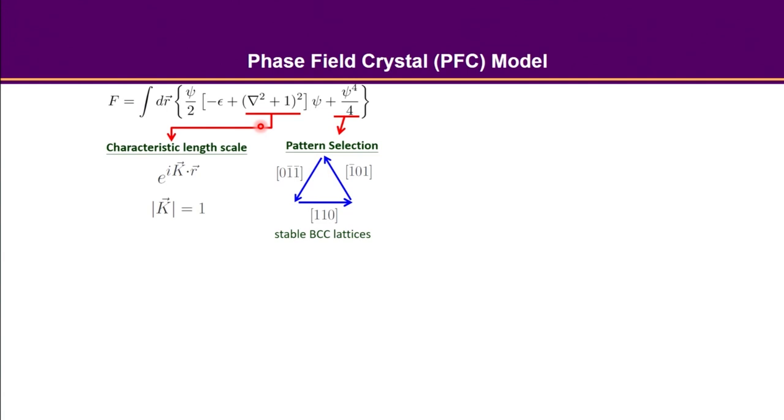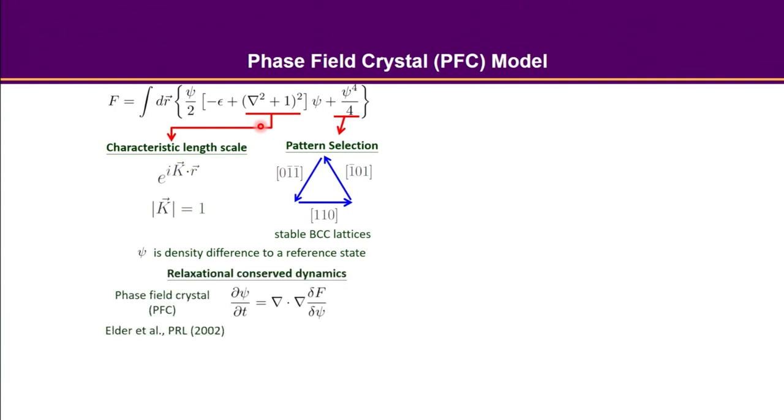So based on this free energy functional, psi, as I described, is just a density field, or actually it is a density field relative to a reference state. We are going to cover that in detail later as well. But psi is just a field variable. Okay, so from here we know that it's going to prefer a periodic structure.